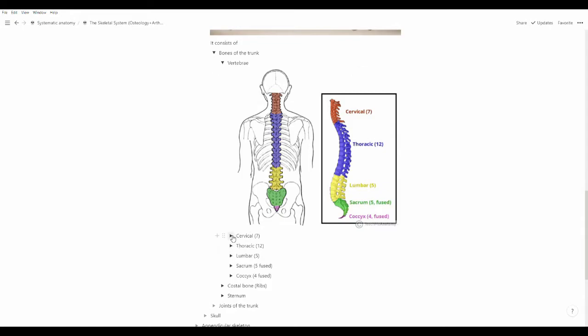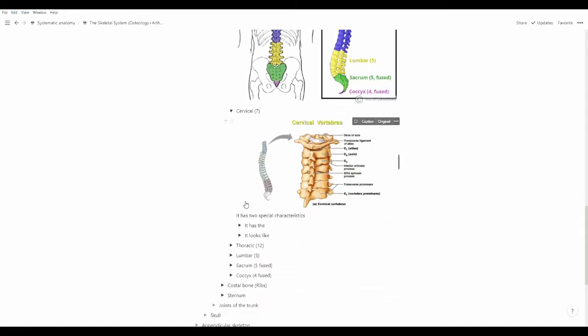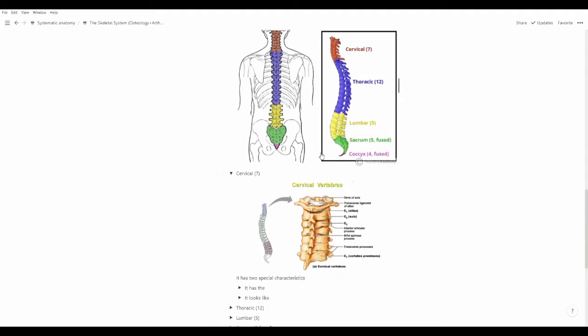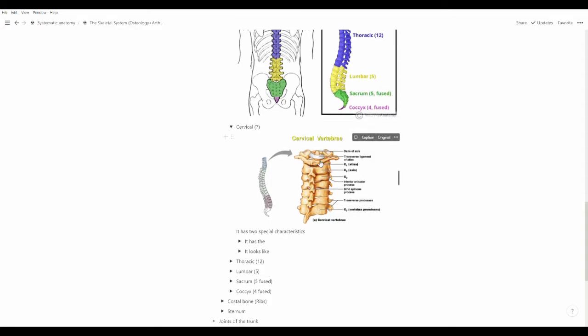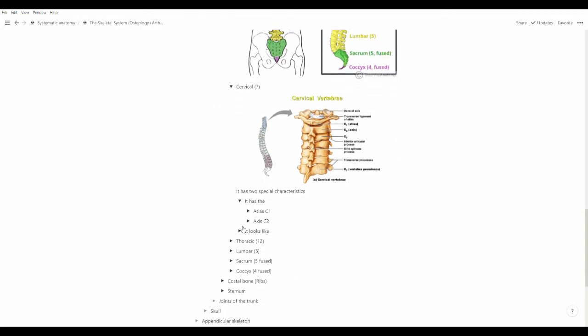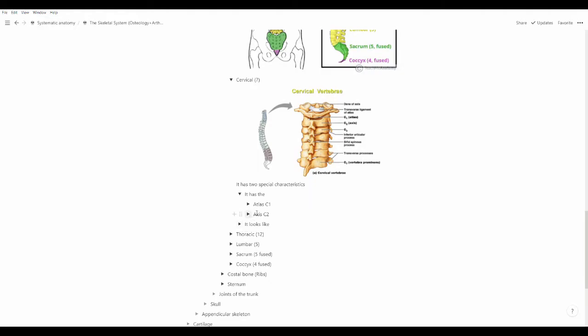The first one is the cervical. We have 7 cervical vertebrae, and this is how they look from the outside. They have 2 special characteristics that make them different from the lumbar and the thoracic vertebrae. The first one is that they have 2 special vertebrae, which are called the atlas and the axis, located at C1 and C2.